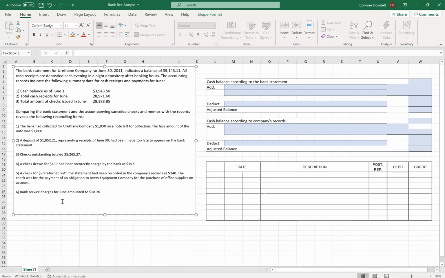So what we're going to do is take this line by line and create our bank rec, and then create the journal entries that correspond with it. All right, so the first line is the cash balance according to the bank statement, and we see that that is up here in the amount of $9,143.11.